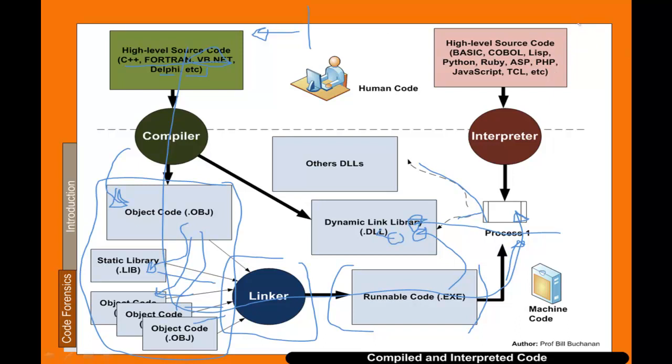So the other type of code that we get is the interpreted code. So this includes languages such as Basic, Lisp, Python, Ruby, ASP, PHP, JavaScript, TCL, and so on. These are not compiled, so the system must interpret the code as it's actually running. So, for example, with JavaScript, a web browser reads the JavaScript and actually runs the code inside the browser on the client. The interpreter then converts it into runnable code.